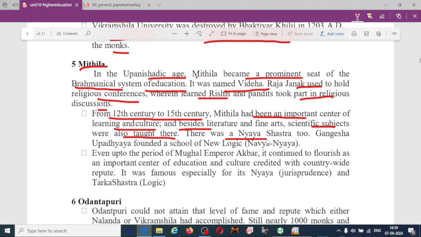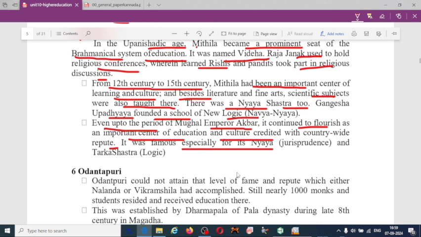There was Nyaya Shastra too. Gangesha Upadhyaya founded a school of new logic, Navya, the name of the school. Even up to the period of Mughal Emperor Akbar, it continued to flourish as an important center of education and culture, with century-wide repute. It was famous especially for Navya and the Tarkashastra, logic.